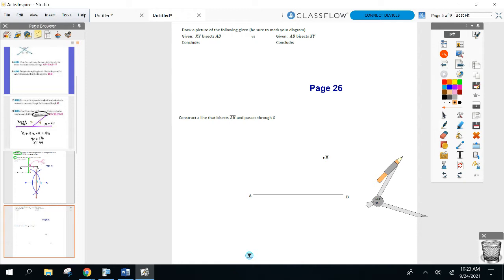Given XY bisects AB. What's getting cut in half? Which line segment? Read it carefully. AB. So I want you to draw line segment AB for me. Draw a decent size arc now. Go to the other endpoint. Take your time. And draw me line segment XY that bisects it with the correct markings.